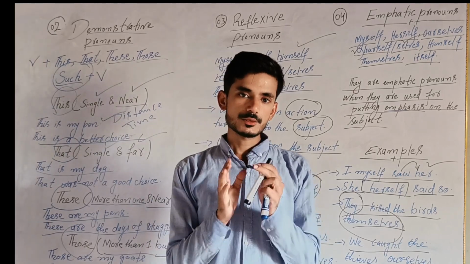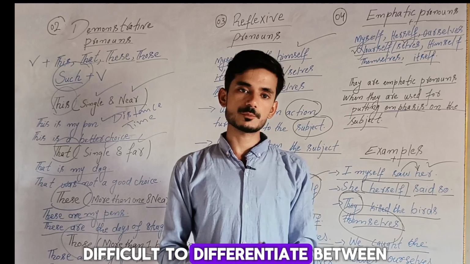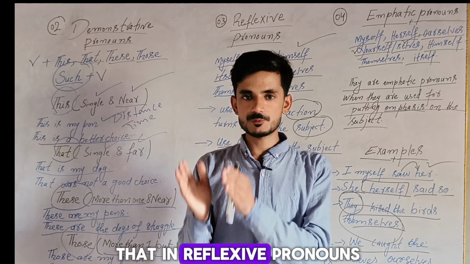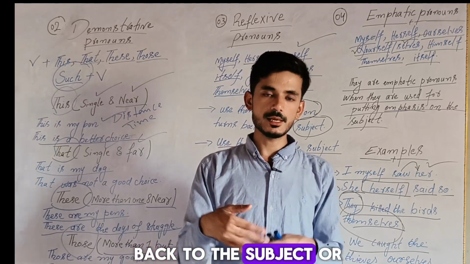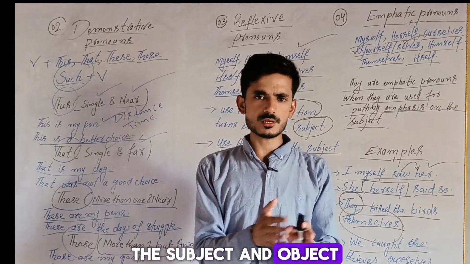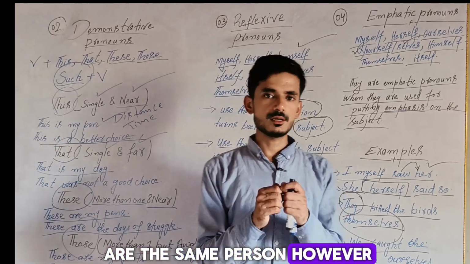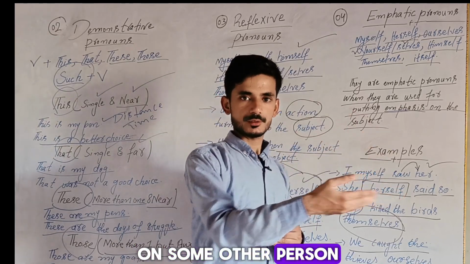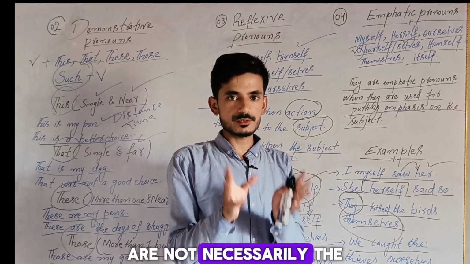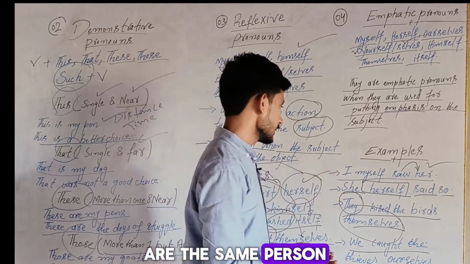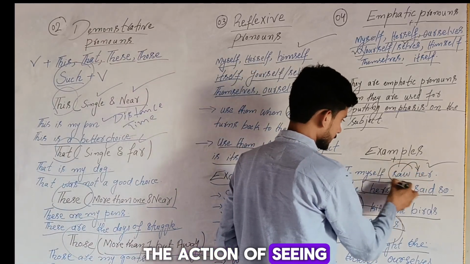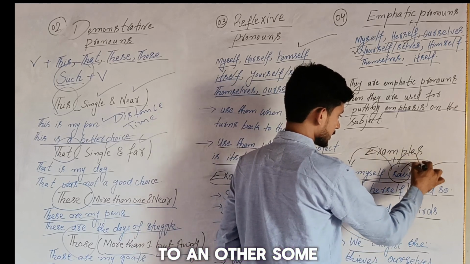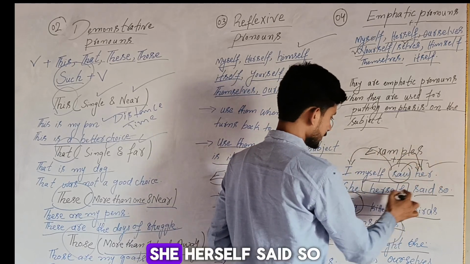Dear students, some people find it very difficult to differentiate between reflexive pronouns and emphatic pronouns. Keep this in mind: in reflexive pronouns, the action done turns back to the subject, or in other words, the subject and the object are the same person. However, in emphatic pronouns, the action is done on some other person. The object and the subject are not necessarily the same. Like here, the action of seeing is not done back to I, but to another object, which is her.